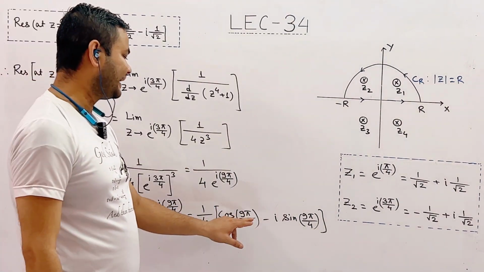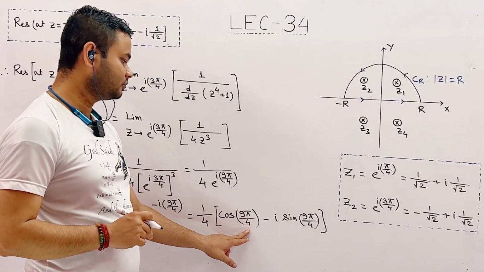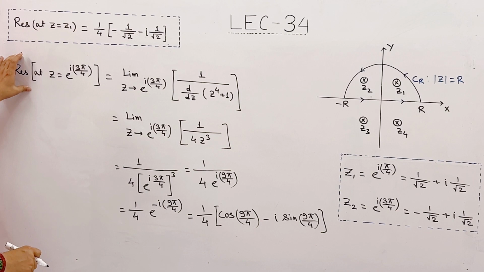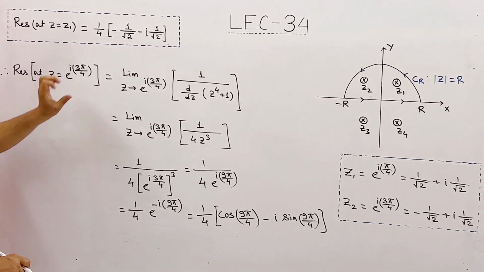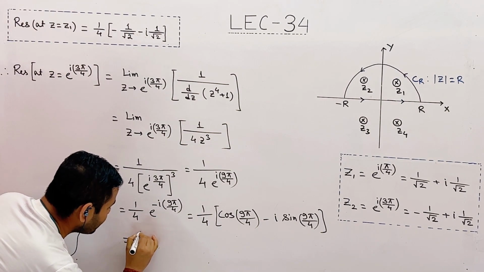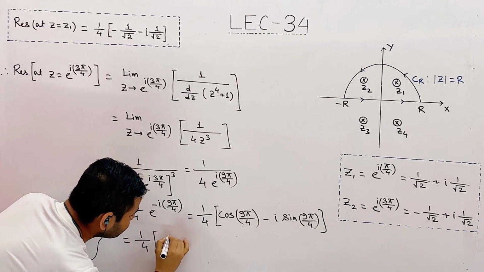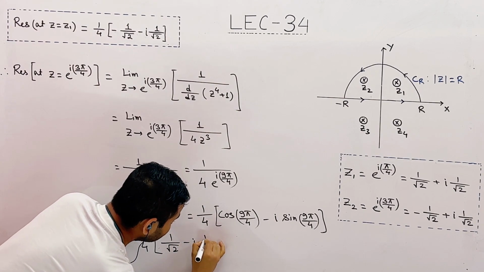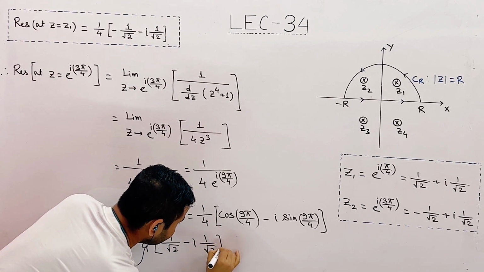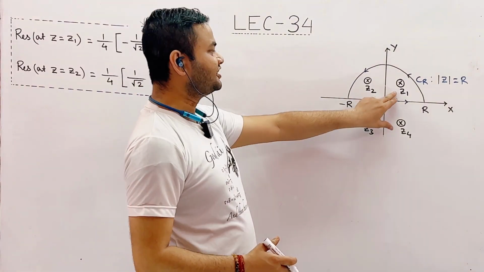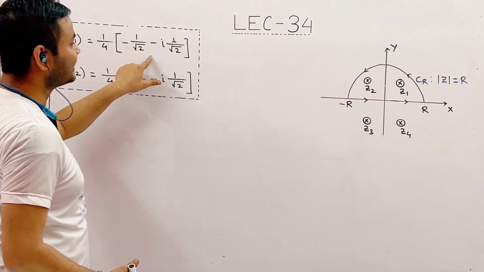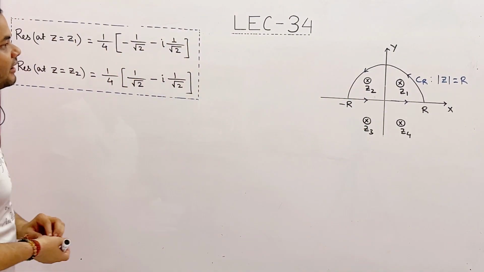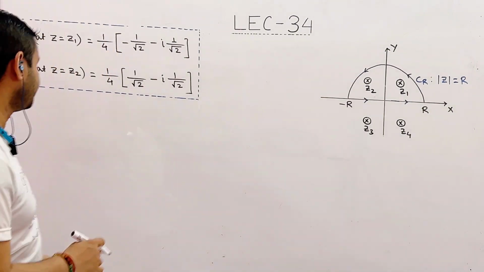We know cos 9 pi by 4 is 1 by root 2 and sin 9 pi by 4 is 1 by root 2. So, therefore, the residue at z equal to e to the power iota into 3 pi by 4 is 1 by 4 into 1 by root 2 minus iota into 1 by root 2. Okay? So, we have seen that the residue at the pole z equal to z1 is this one, and the residue at the pole z equal to z2 is this one. Now let us find out the value of the integral.